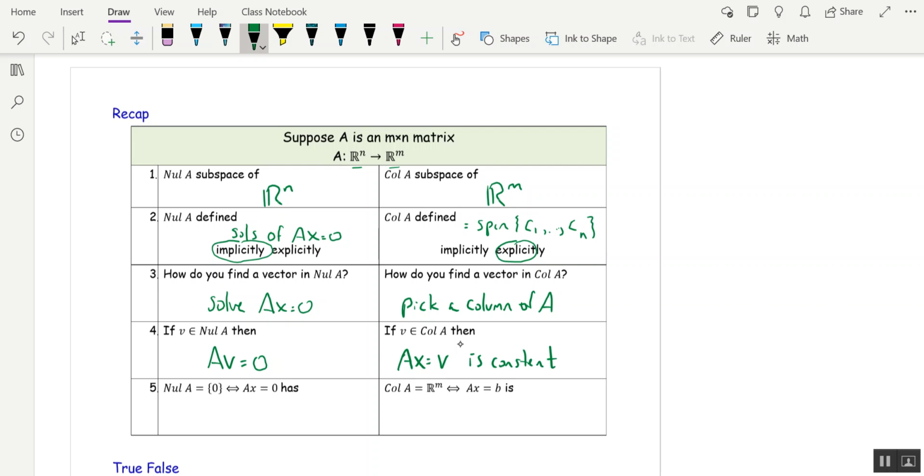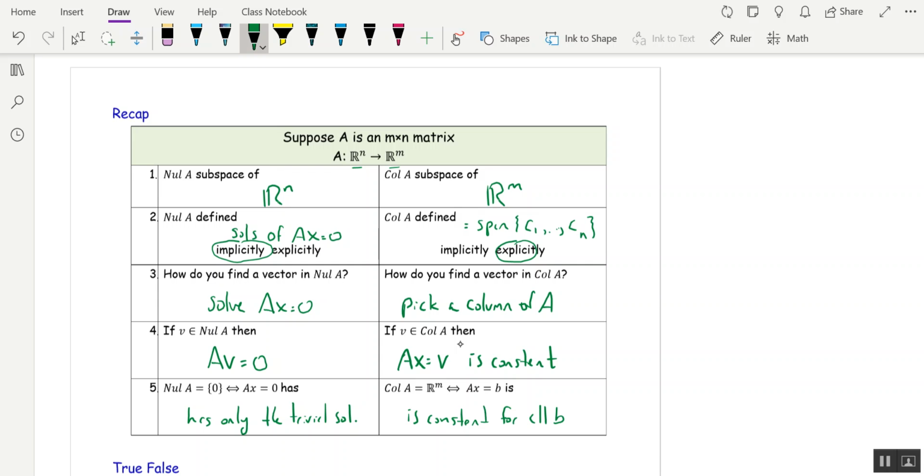And then finally, null A is the zero vector space if and only if Ax equals 0 has only the trivial solution, since this is the set of solutions. And col A is all of Rm if and only if Ax equals b is consistent for all b. So there's a summary of the comparison between null A and column A.